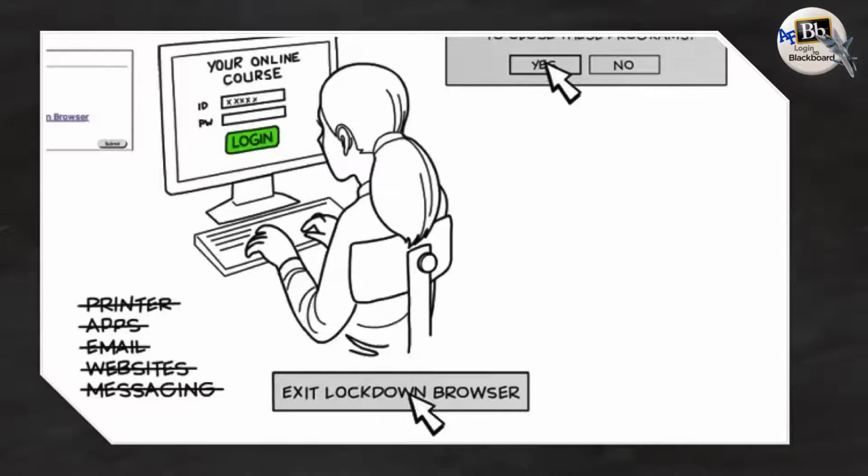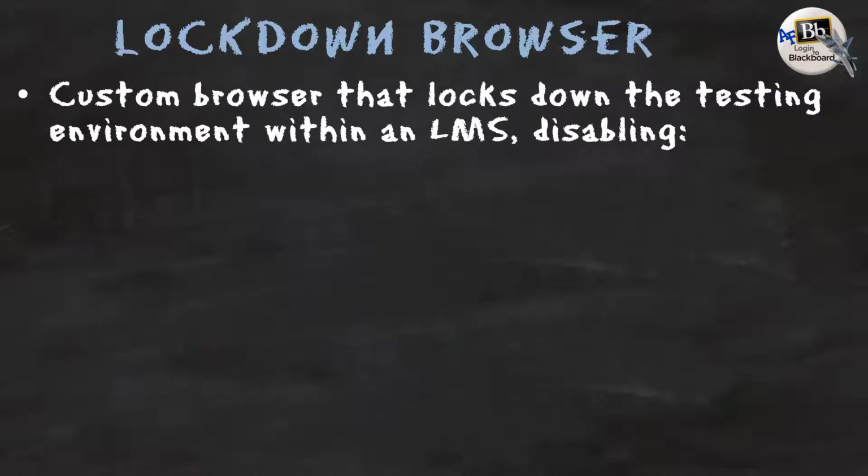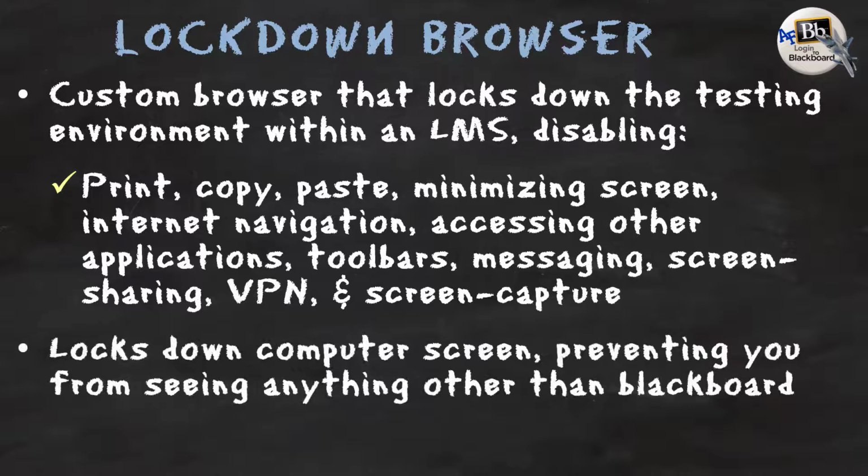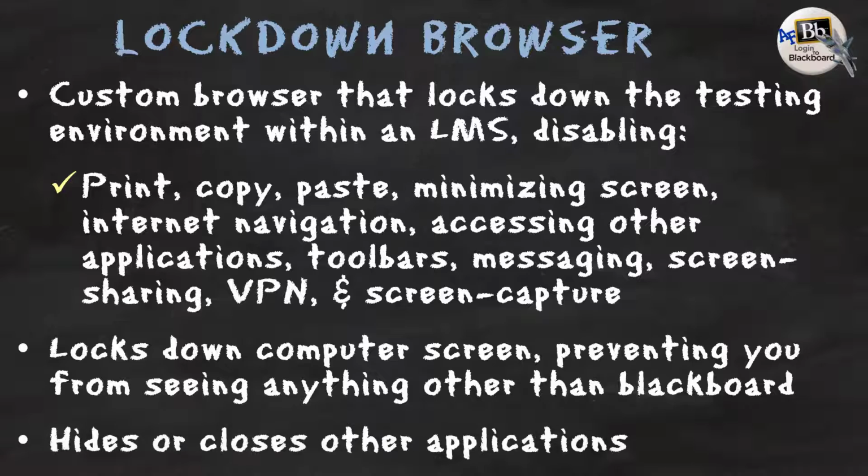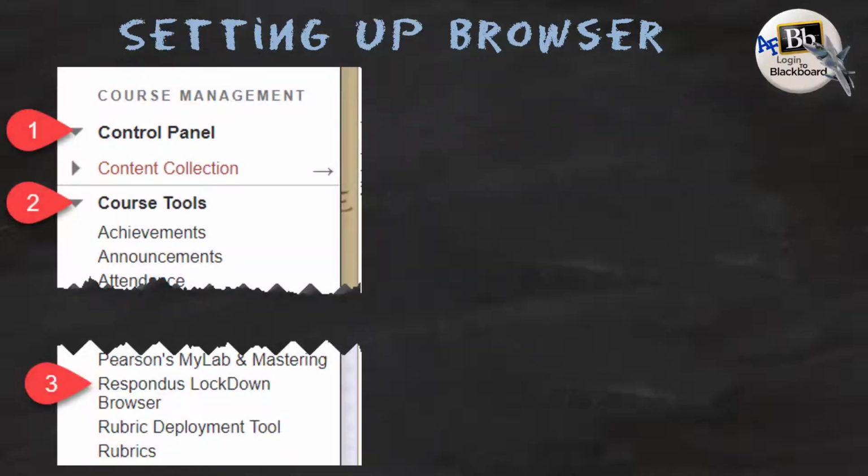And so you get the idea there. The lockdown browser is going to close out everything on their screen and prevent them from being able to print, copy, paste, minimize the screen, surf the web, all those kinds of things. All they're going to be able to see is the test in front of them because their computer screen is locked out from everything else. It does hide or close other applications, but as it said there, you want to tell them to close everything out before you access the test.